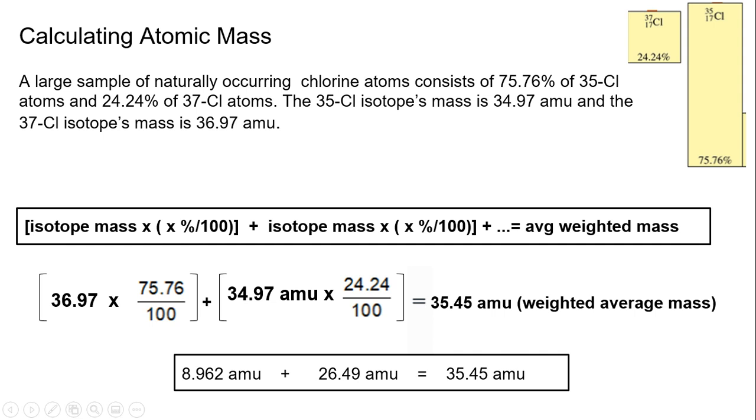So if we look here, we have the 36.97, and we multiply it by the percent that's been divided by 100 to get the decimal form. Same thing here, and this gives us a 35.45 AMU, which is the weighted average mass of both the isotopes. This one here is this amount, this one here is this amount, and then we added them together.